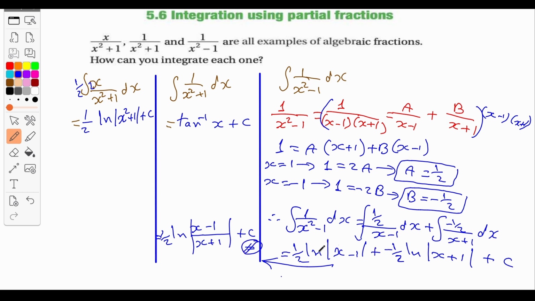This is for the rule of ln you have studied in the first semester, ln minus ln. That will be ln of the division of x minus 1 over x plus 1. This is the answer of this one.